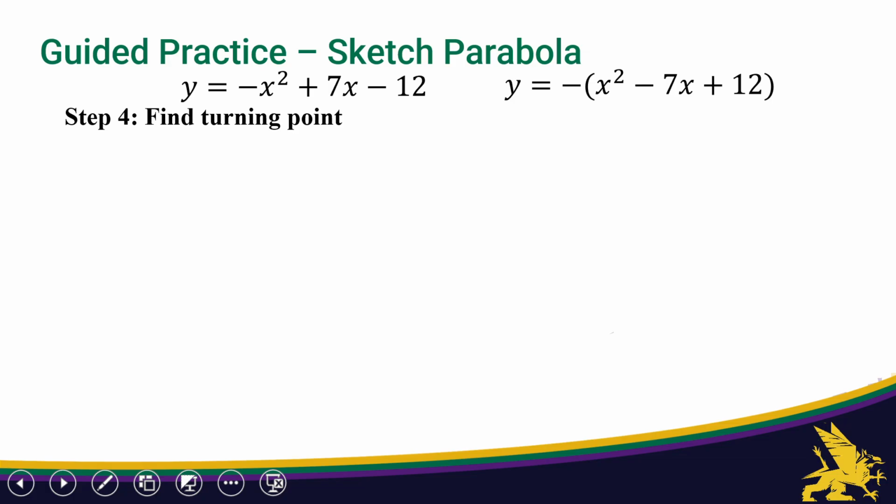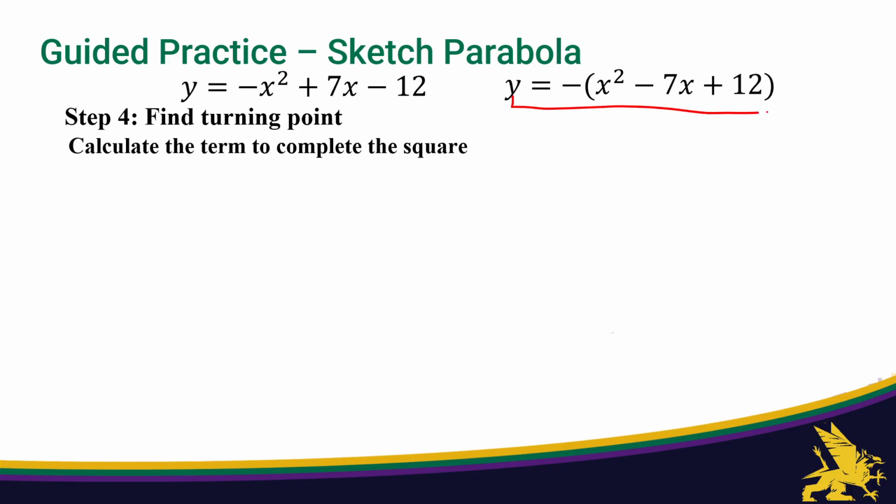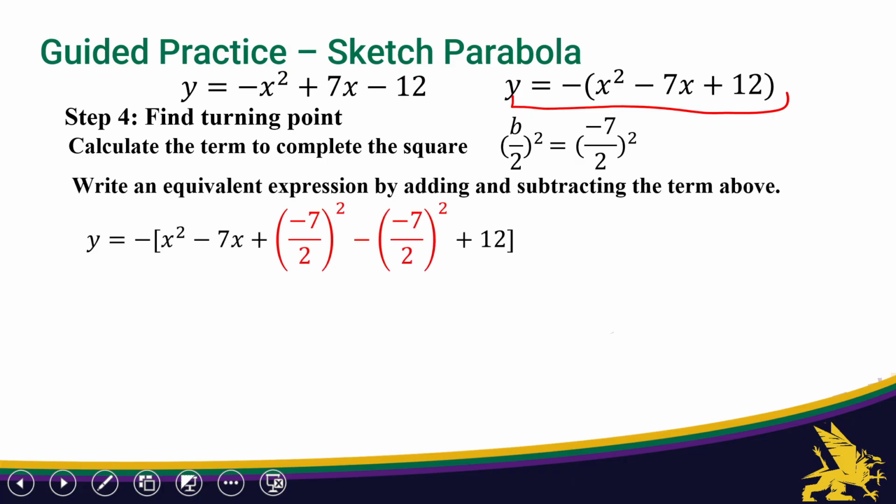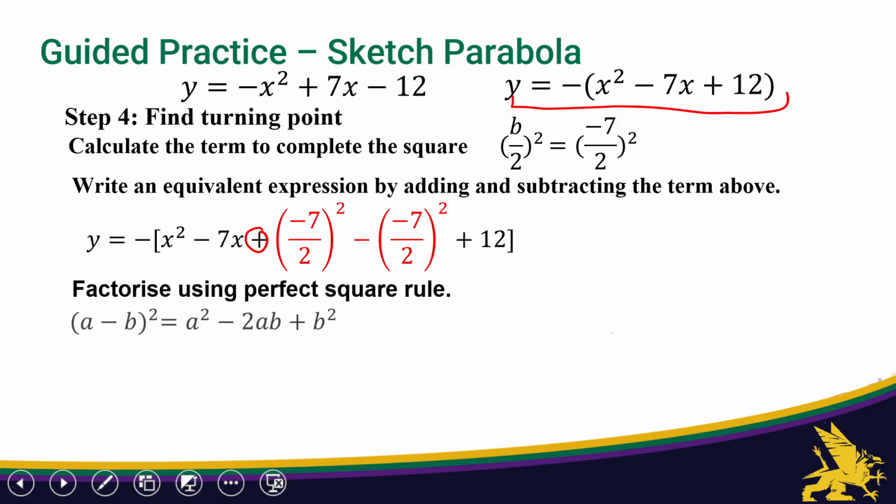The last part is finding the turning point. So to do that, I need to make sure I'm using this one here where the a value is 1. With complete the square, we are doing b over 2 squared. Our b is negative 7. It's not 7, so make sure you use that correct number. So it'll be negative 7 over 2 squared. I add and subtract, so I'm making an equivalent equation. I'm adding and subtracting the same thing, making sure that I've got the plus first. This is where we are factorizing using the perfect square. So the first part is the perfect square. The second part is the add-on.